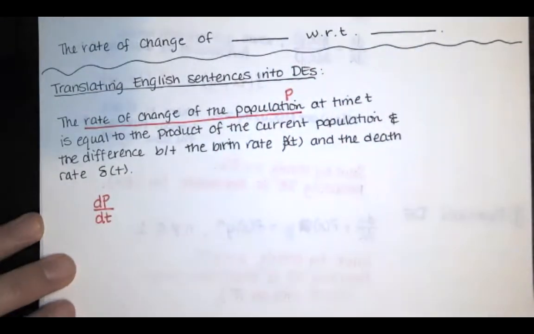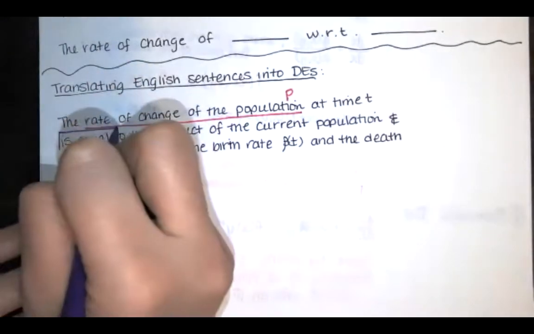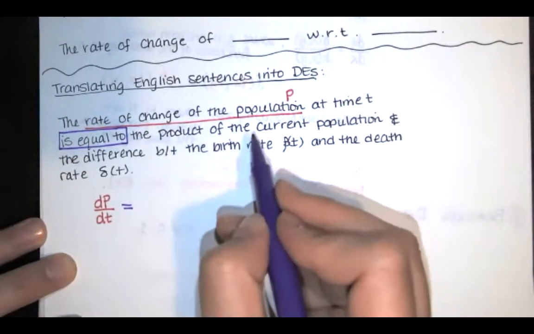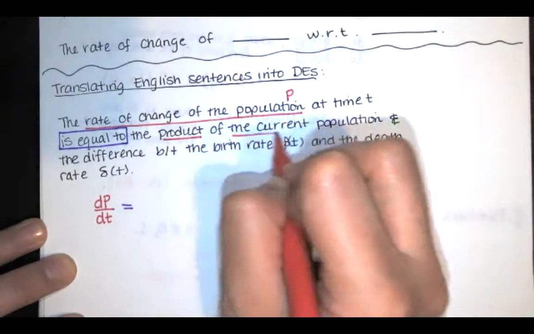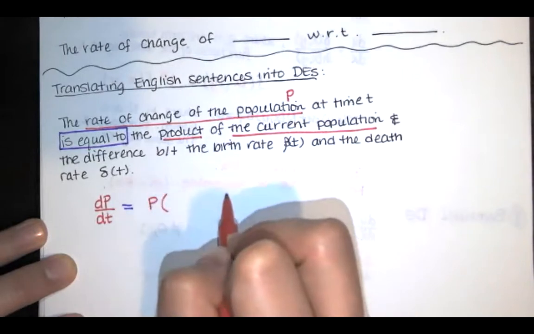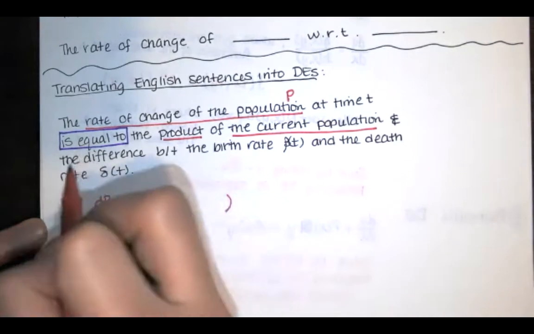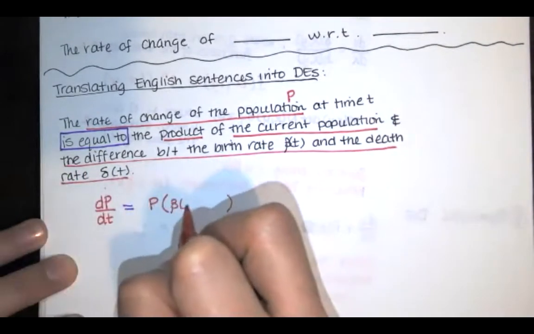Now you could use any variable you want. I just used capital P for population. Is, or is equal to, that's going to become an equal sign. It's going to be the product of, so we're multiplying, the current population, so that's P, and the difference between the birth rate and the death rate. The difference between the birth rate and the death rate is the birth rate minus the death rate.